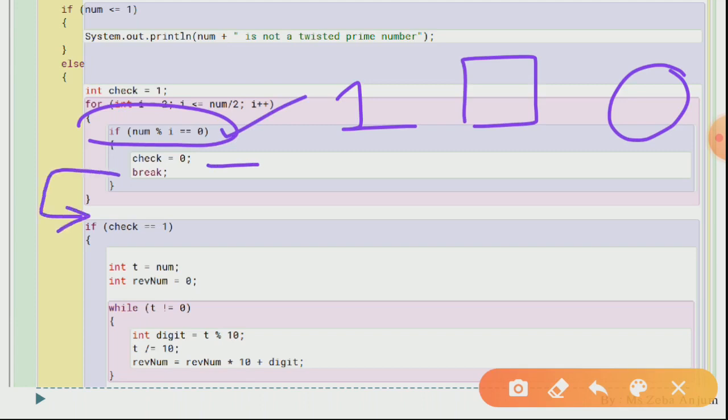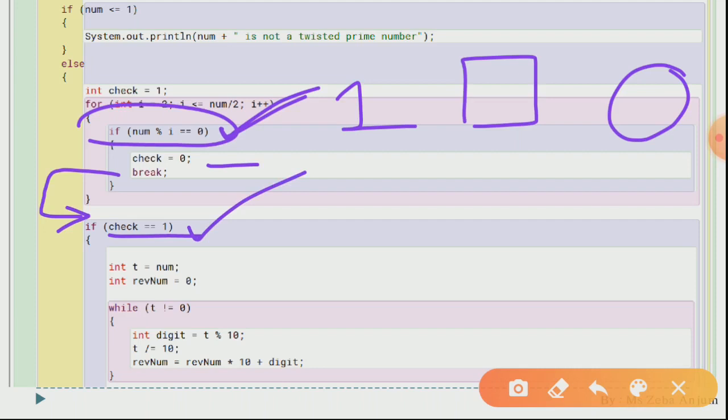It will skip all the iterations and come out of your for loop. Now it will check the if condition. If your check equals 1, it means that if this if condition did not execute even once, then the number you have entered is basically a prime number. If it is a prime number, then it is going to find out the reverse of that number.